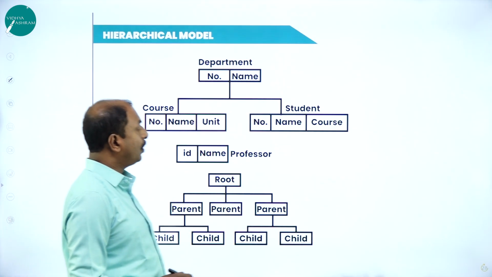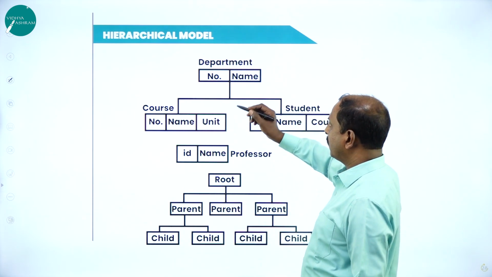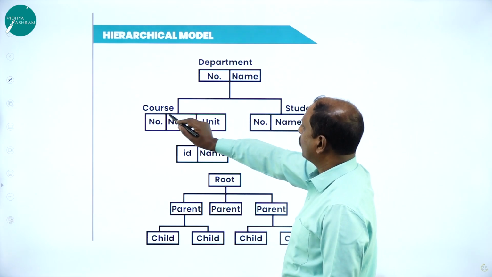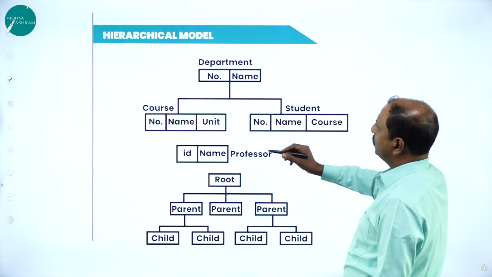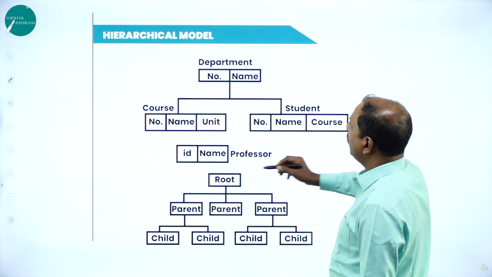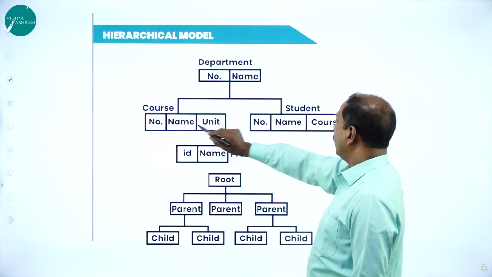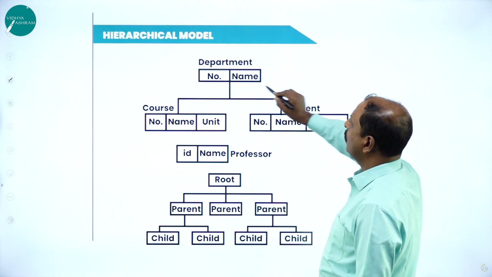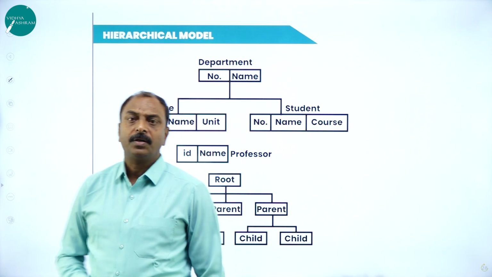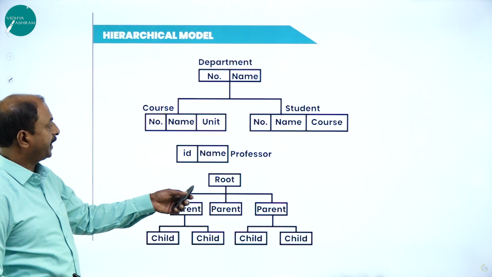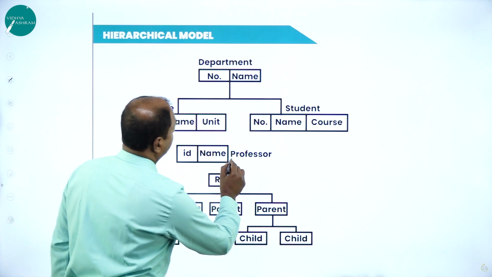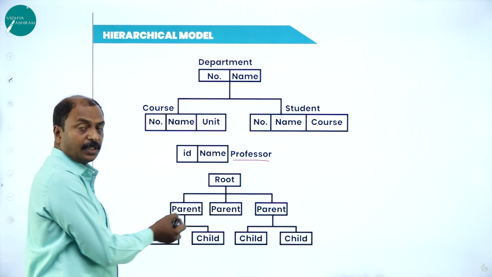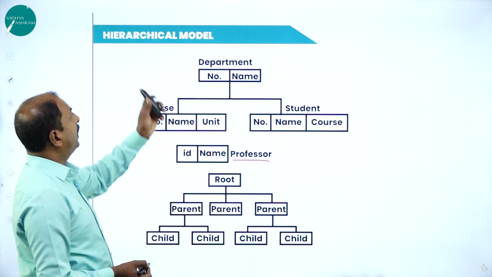Look at the diagram now. This is an example of a hierarchical model. This is the department number and department name, and then we have the course as well as the student. So this is called a hierarchy. Here the course name, here the student name, and here the department. All these form a hierarchical model. Look at the example here: this is the professor ID, this is one data item, and here is the root. This is what we have seen as a hierarchical model.